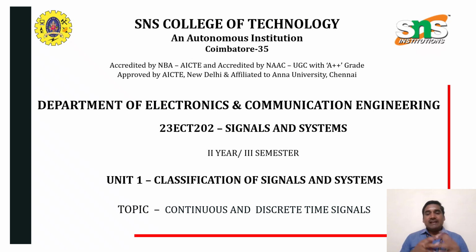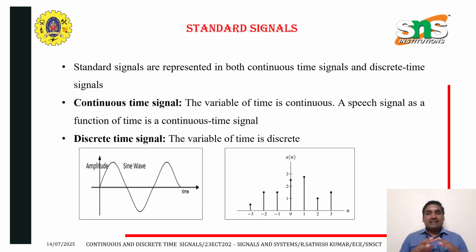Now, let us see the classification of signals and systems. In this section, we are going to see about continuous and discrete time signals. Standard signals are represented in both continuous time and discrete time. In continuous time signals, the variable of time is continuous. A speech signal as a function of time is a continuous time signal. In a discrete time signal, the variable of time is discrete.